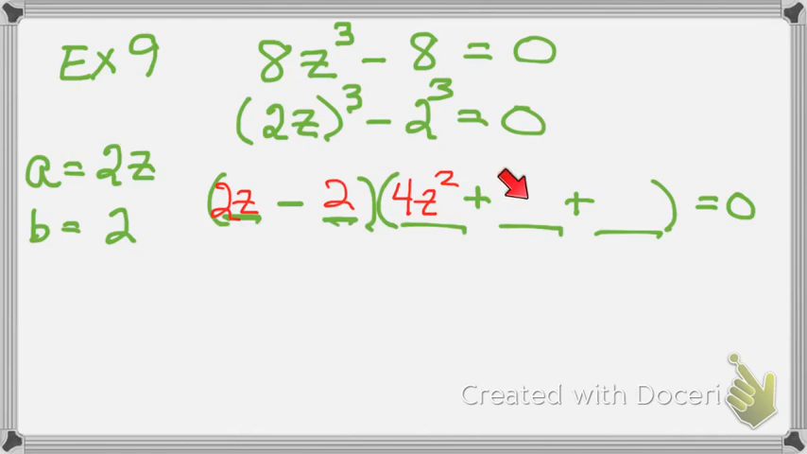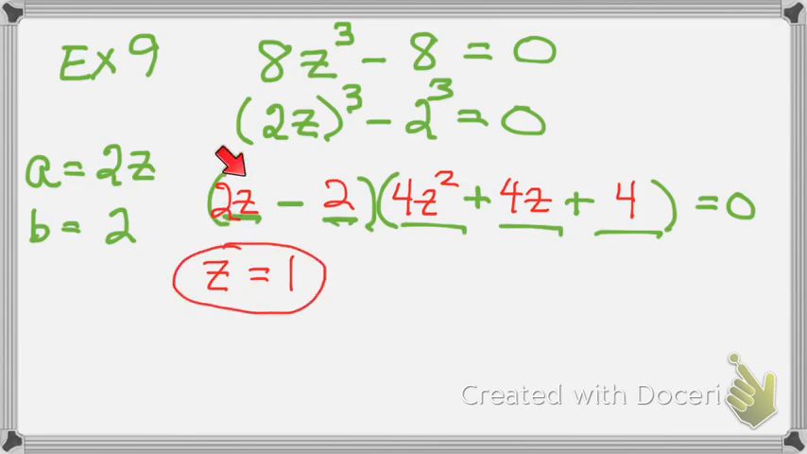Okay, so what do I do for the middle term? What's the formula say to do? Take A times B. So if I take 2z times 2, what do I get? 4z. And then the last one is just B squared, so 4. Okay, so what would make this thing come out to be 0? Positive 1. Everybody agree with Joseph? 2 times 1 minus 2? Sure enough. Now on this one right here, I'm going to use the quadratic formula.